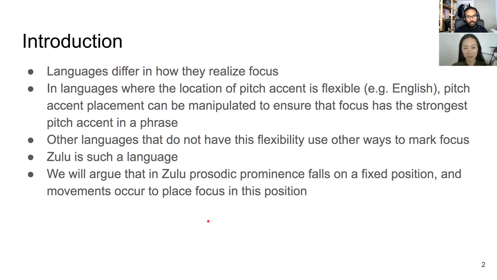Languages differ in how they realize focus. In languages where the location of pitch accent is flexible, like English, pitch accent placement can be manipulated to make sure that focus has the strongest pitch accent in a phrase. Other languages that don't have this flexibility use other ways to mark focus. Zulu is such a language. In this talk, we'll argue that in Zulu, prosodic prominence falls on a fixed position and movements occur to put focus in this position.